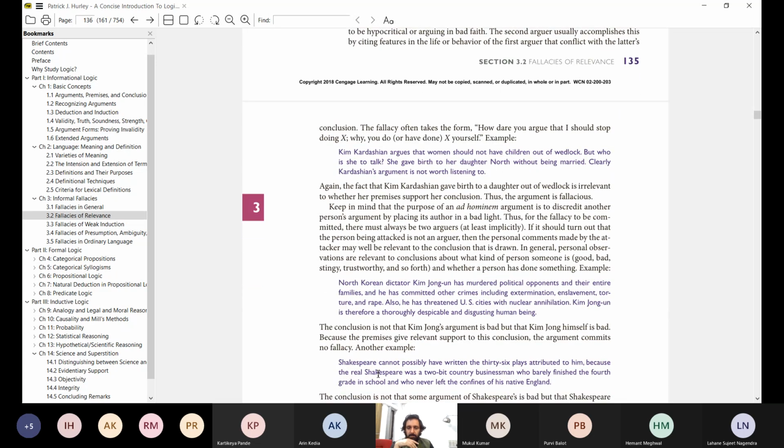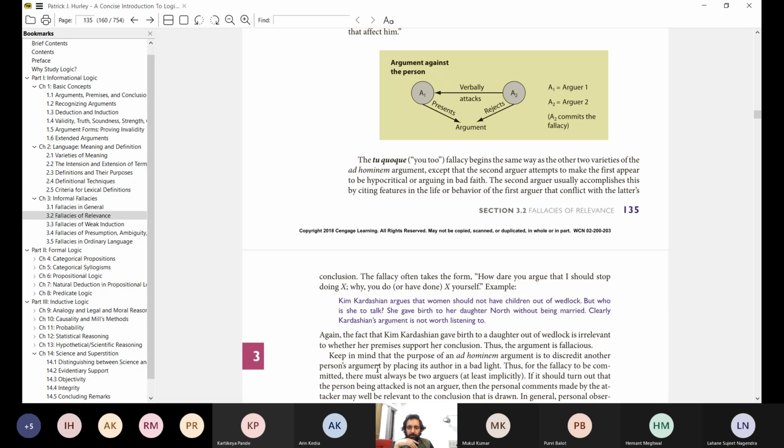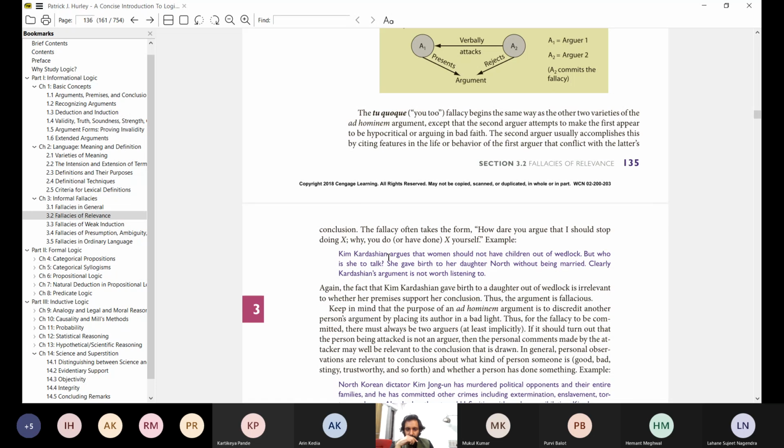And then the third kind is this tu quoque fallacy. So Sujit, why don't you read this example? Yes, sir. Kim Kardashian argues that women should not have children out of wedlock, but who is she to talk? She gave birth to her daughter North without being married. Clearly, Kardashian's argument is not worth listening to.